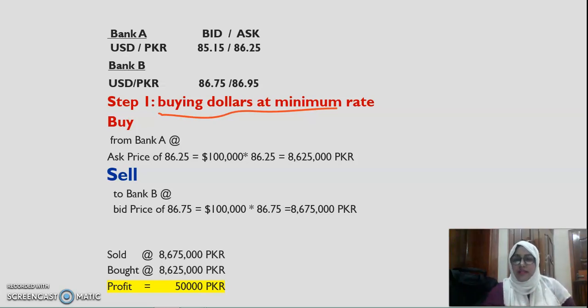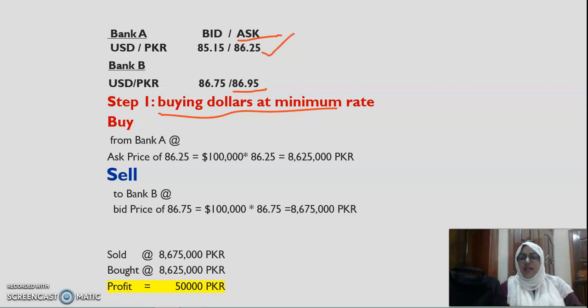So right now I have to buy dollars, I'm a buyer, so I have to look at the bank's selling rate. That is the ask rate. I have to look into the ask rate. Whichever is less, I will go with it. The selling rate of bank A is 86.25. They will sell dollars at this rate, and bank B's rate is 86.95. So the least is of course bank A's rate.